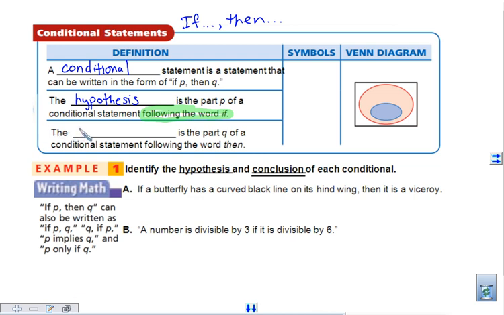The second part is the conclusion. And the conclusion follows the word then. But I can't say that it always follows the word then. It only follows the word then when the hypothesis is at the beginning. Meaning you have if, your hypothesis, you have the word then, you have your conclusion. If your hypothesis is at the end of your sentence, that means your conclusion is at the beginning.